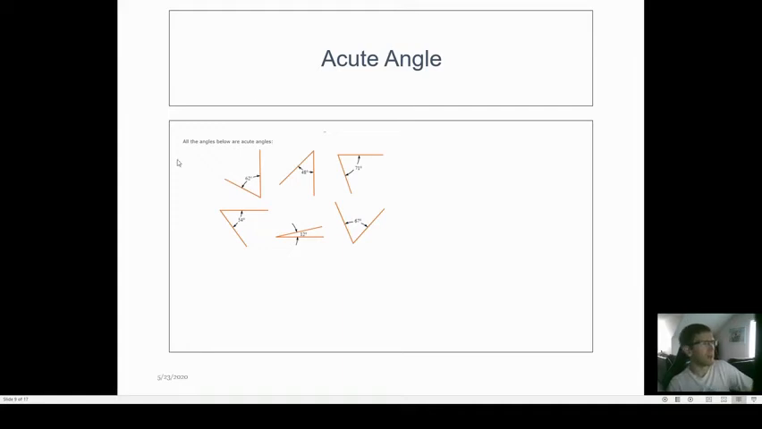I know they're kind of small, but all these angles below are acute angles. So you can see right here, 62 degrees, 48 degrees right here, 71 degrees, 54 degrees, 12 degrees, and 67 degrees.